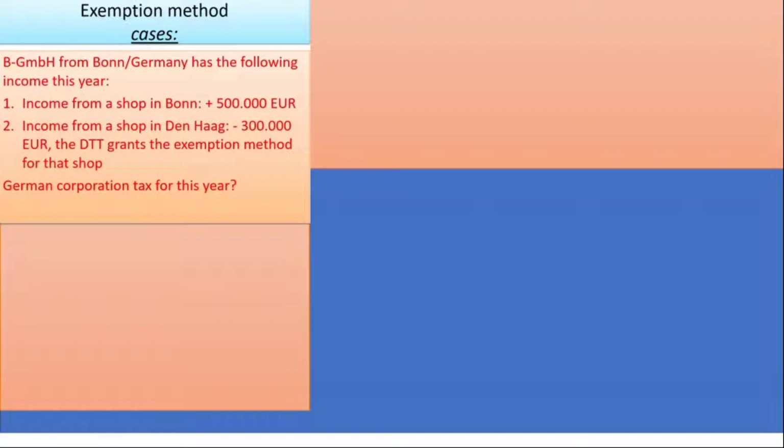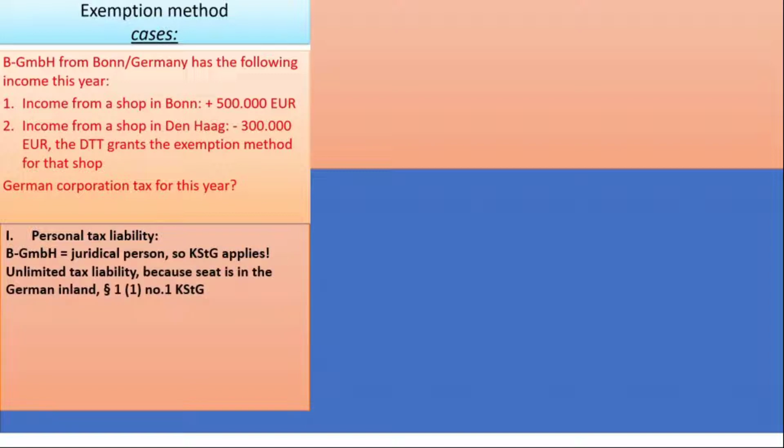So let's begin at the beginning, as we are used to. The first step is again personal tax liability. So we have B GmbH, that's a juridical person, so we know that KStG applies. Then the next step is unlimited tax liability, what we have given here, because the seat of the GmbH is in the German inland, so that is triggered by paragraph 1, number 1 KStG.